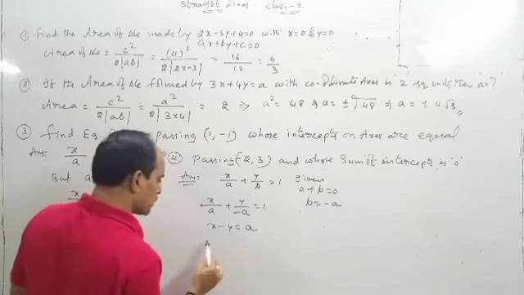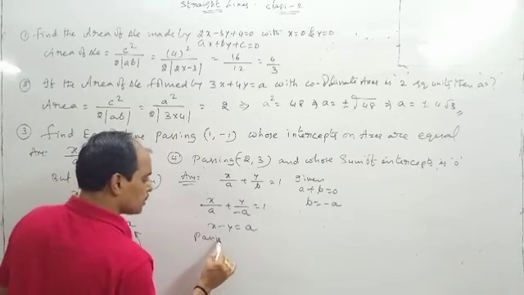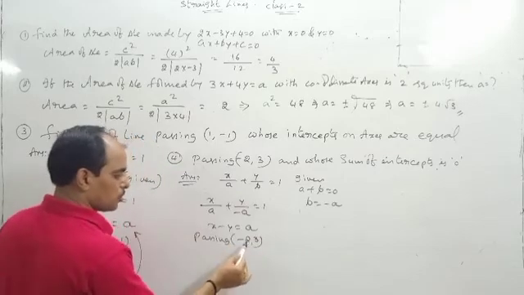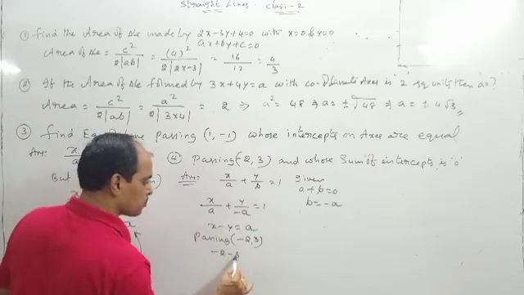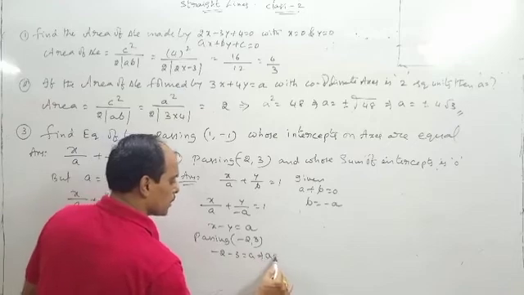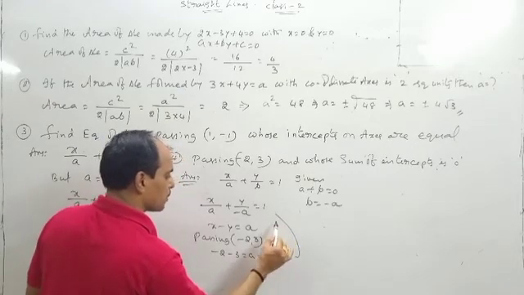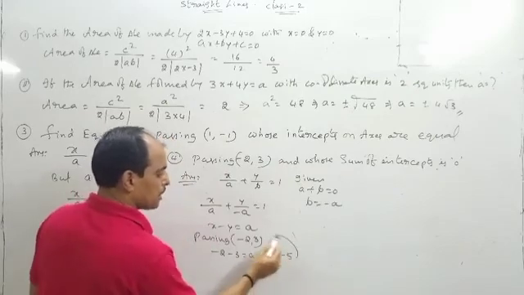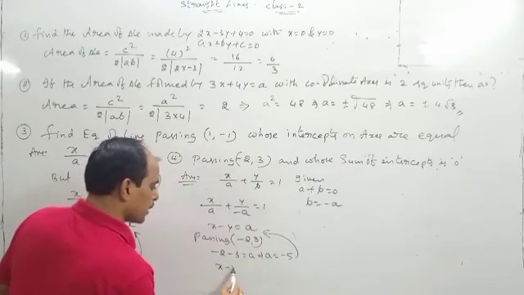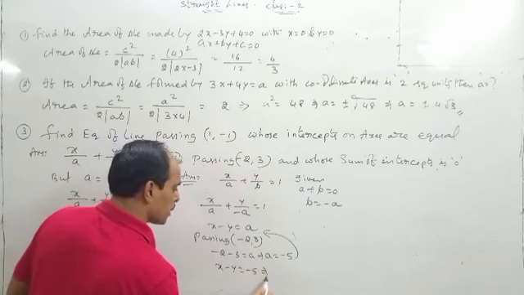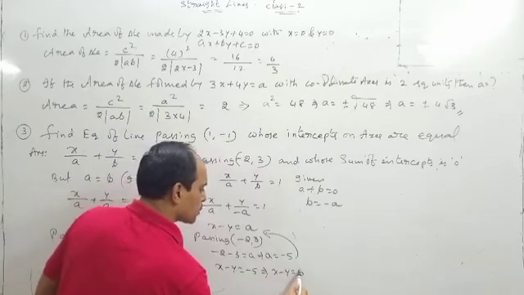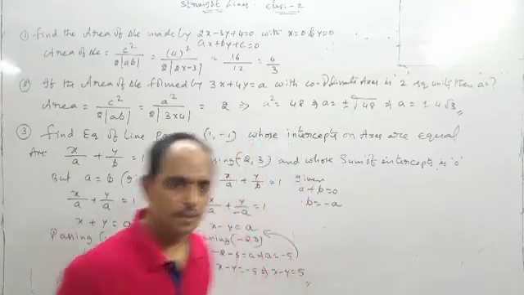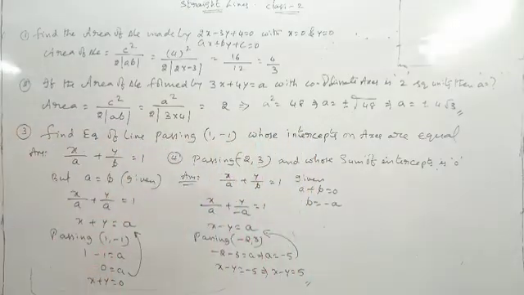Now this is passing through minus 2 comma 3. So replace x with minus 2. That implies a is equal to minus 5. So you replace a value here, you will get x minus y is equal to minus 5. x minus y is equal to 5. Okay, you write down, take a screenshot for this.